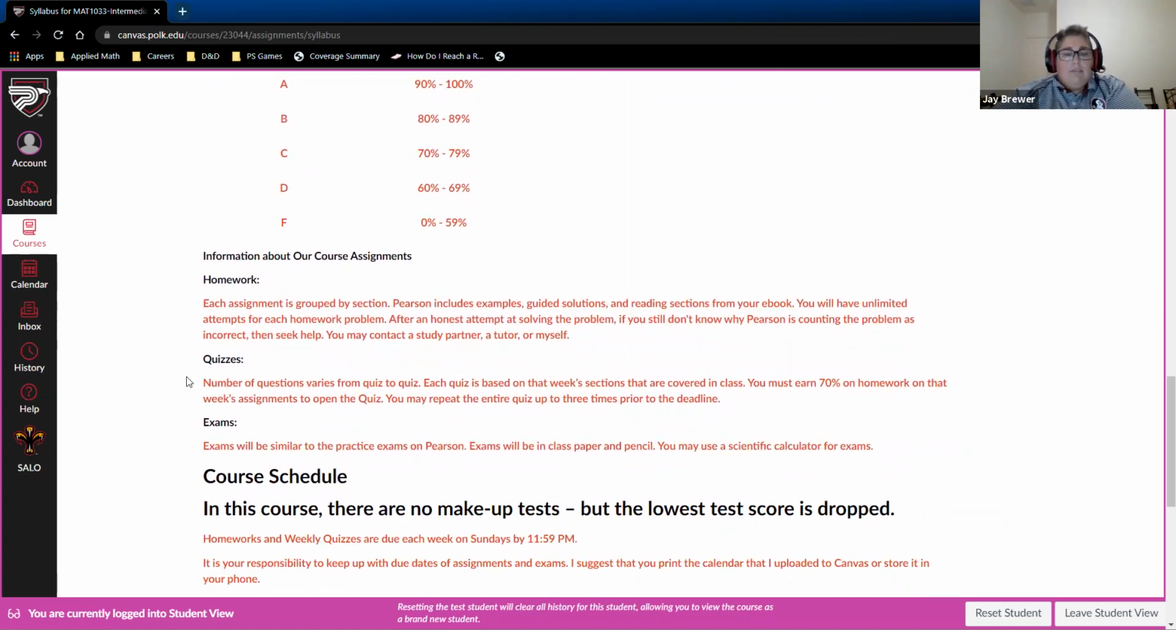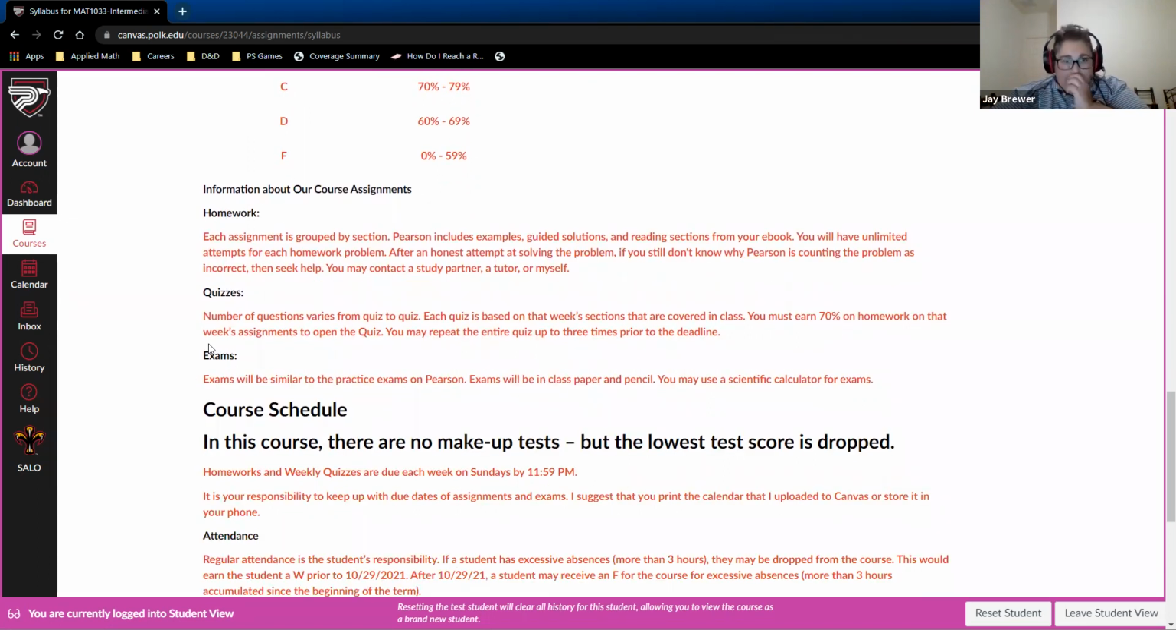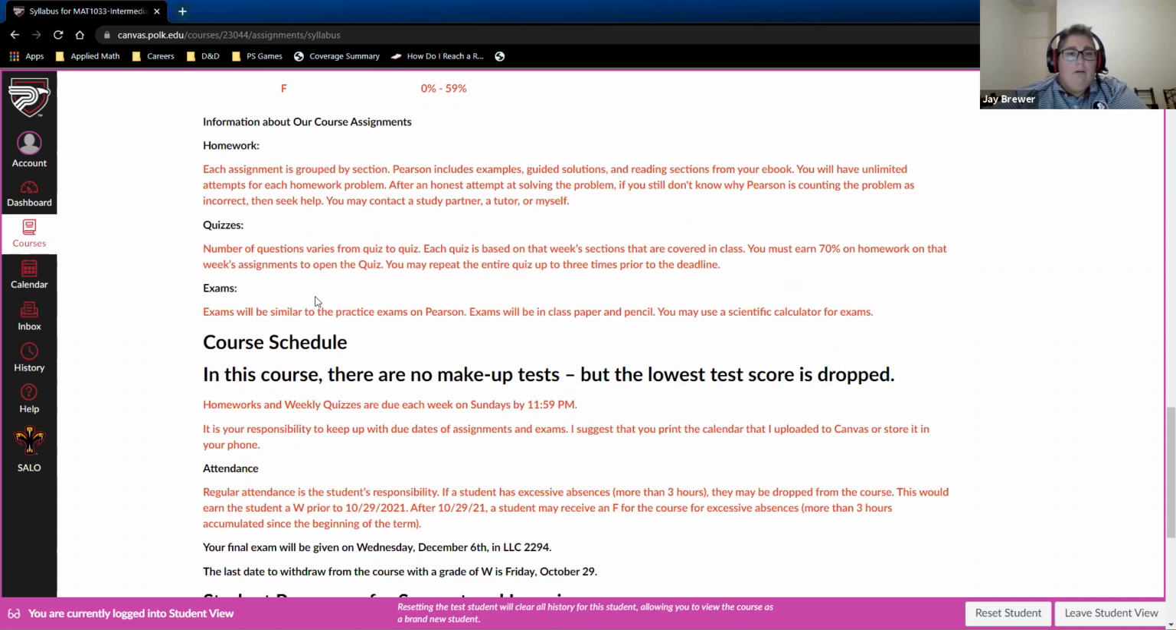The homework and quizzes will be open on Pearson. They're available anytime, but they do have specific deadlines and closing dates, so you'll have to pay attention to that on Pearson. Also, your homework is unlimited, so you can do it as many times as you want until the homework is due. And the same goes for your quizzes. The only difference with your quizzes is that you'll have to repeat the entire quiz, and you have 3 times to do that prior to the deadline.